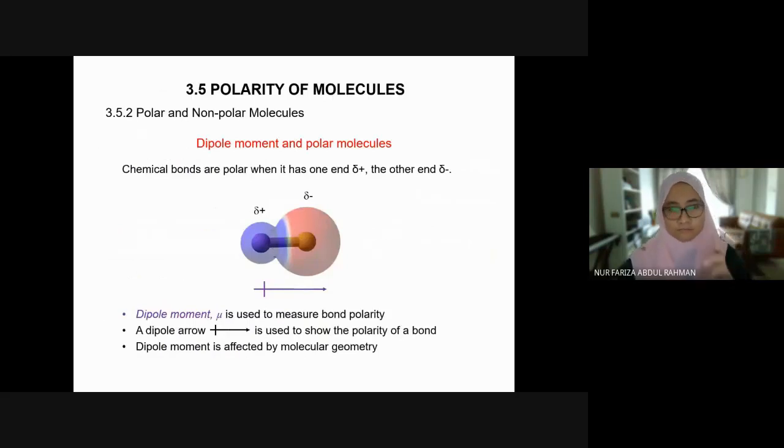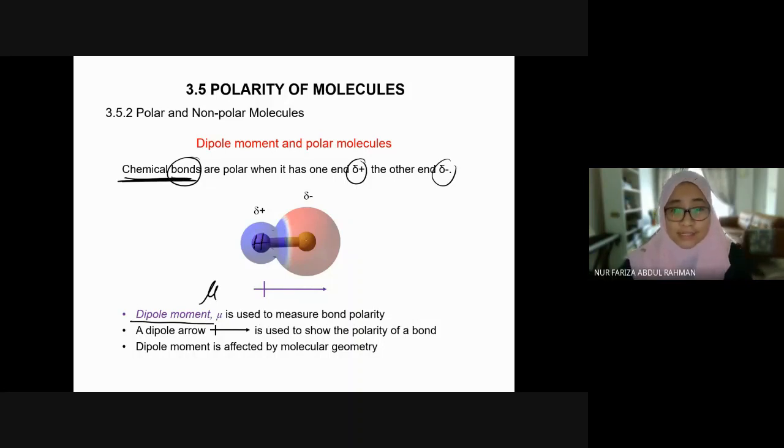Before that, chemical bonds are polar when one end is partially positive and the other end is partially negative, as I said just now. To represent the polarity of the bond, we use the dipole moment, or mu. It's used to measure the bond polarity.